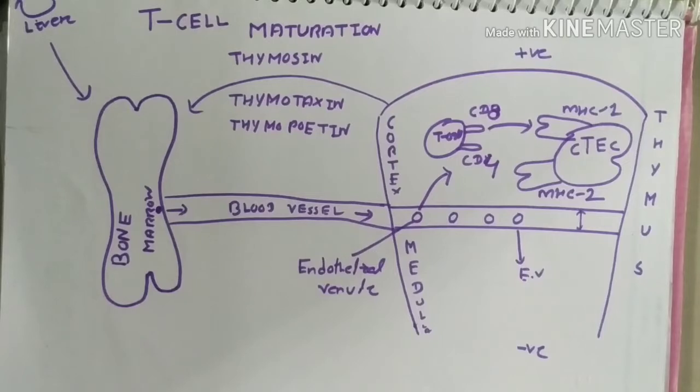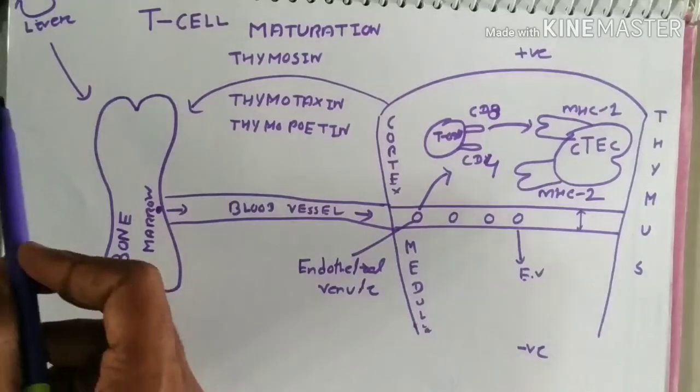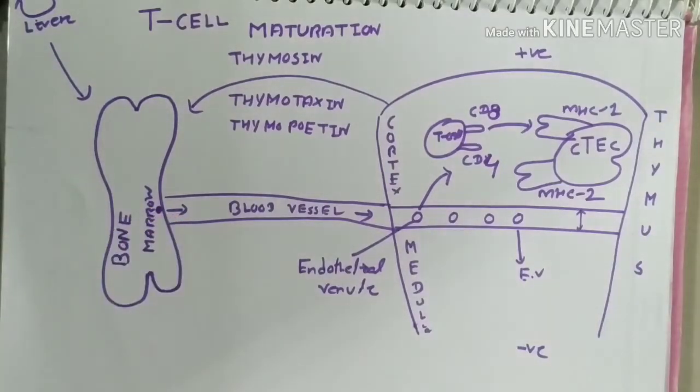In this video tutorial we will be discussing T cell maturation. The T cell originates from the hematopoietic stem cell, which differentiates to a lymphoid progenitor, and from the lymphoid progenitor the T cell maturation takes place. The hematopoietic stem cell is primarily present in the liver in the embryonic stage, and in the adult it is transferred to the bone marrow.